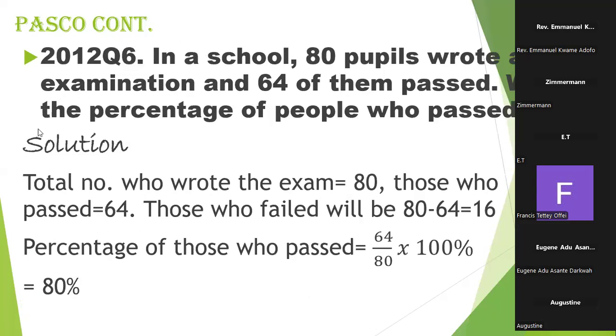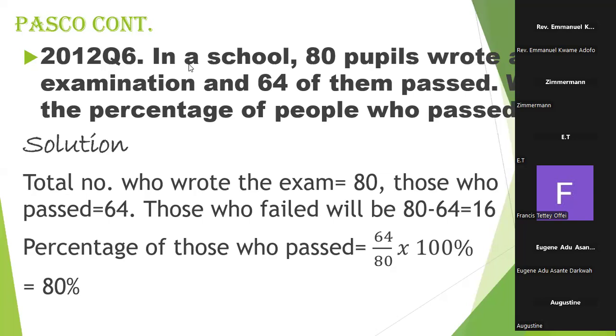Okay, then let's move on to 2012 question 6. In a school, 80 pupils wrote an examination and 64 of them passed. What is the percentage of people who passed?